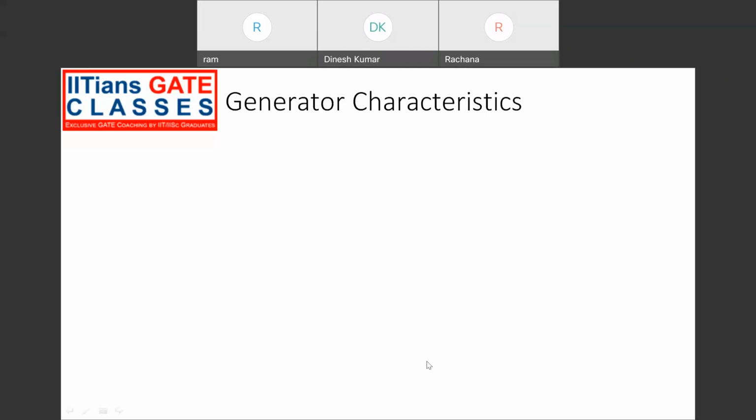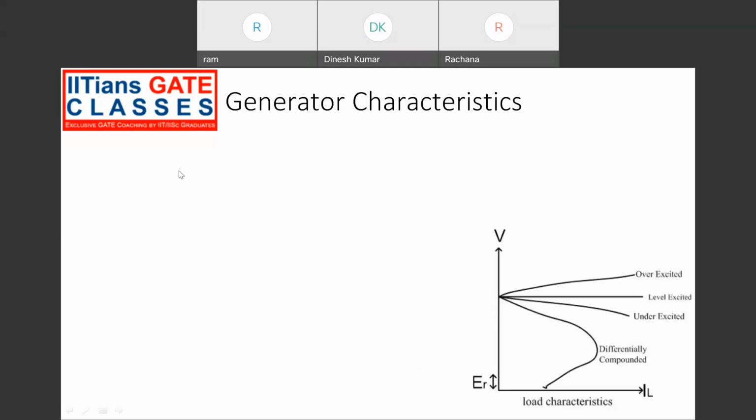So if you draw generally compound generators, the expression for voltage can be given as V is equal to induced EMF E minus armature resistance drop minus series field winding resistance drop minus brush drop.